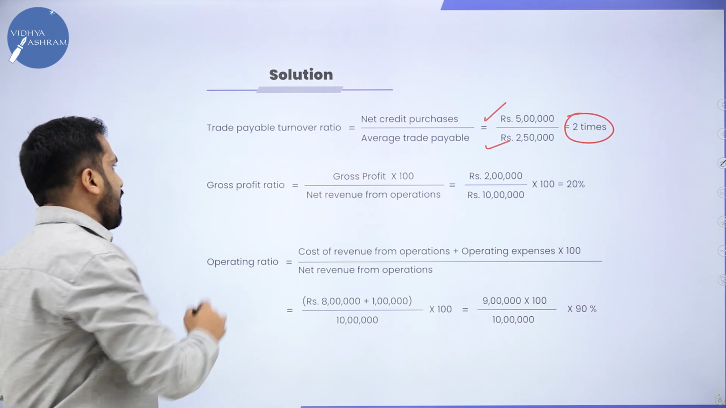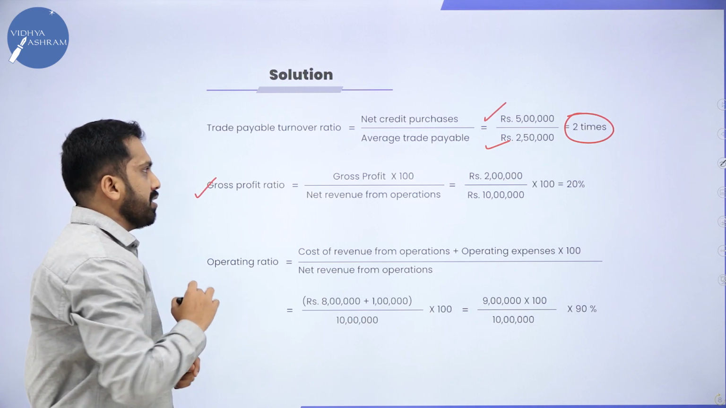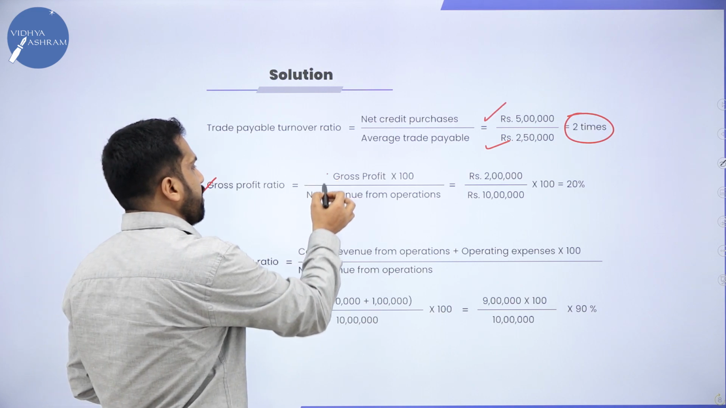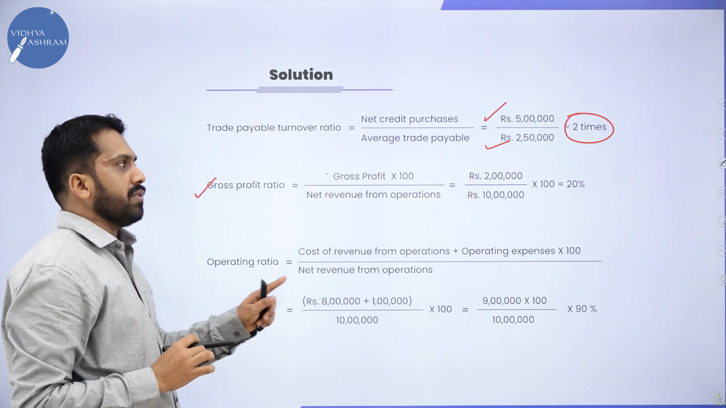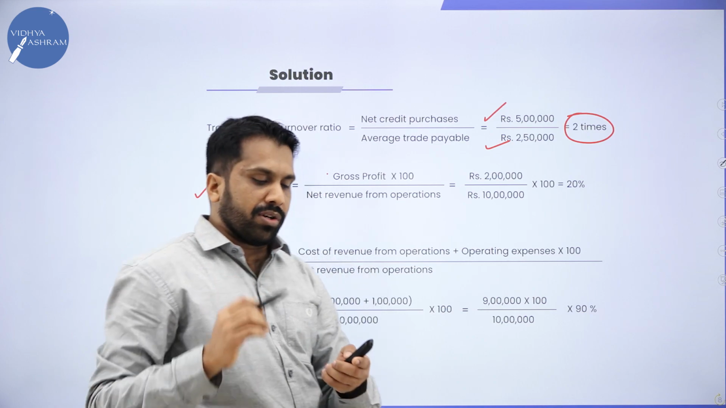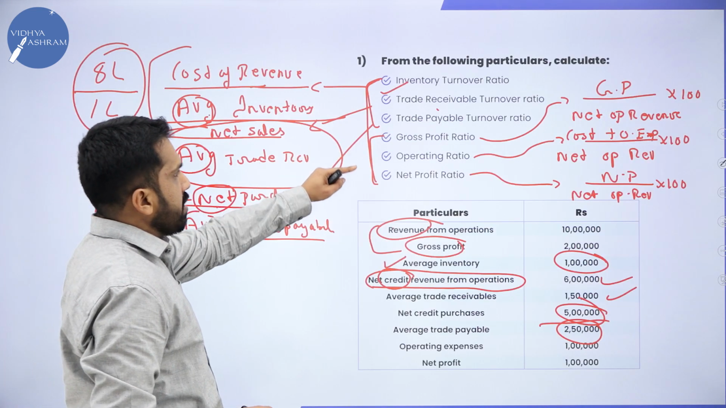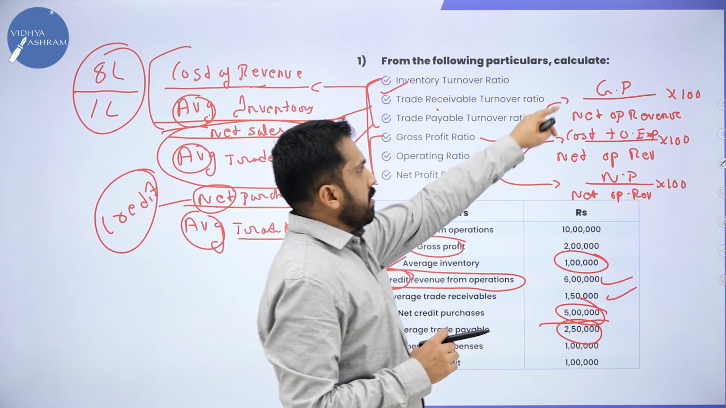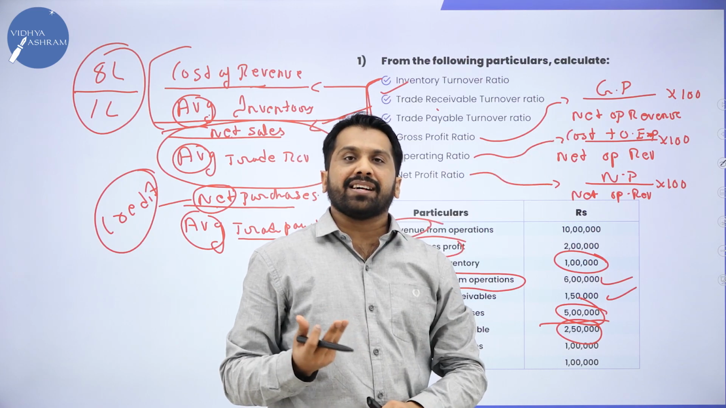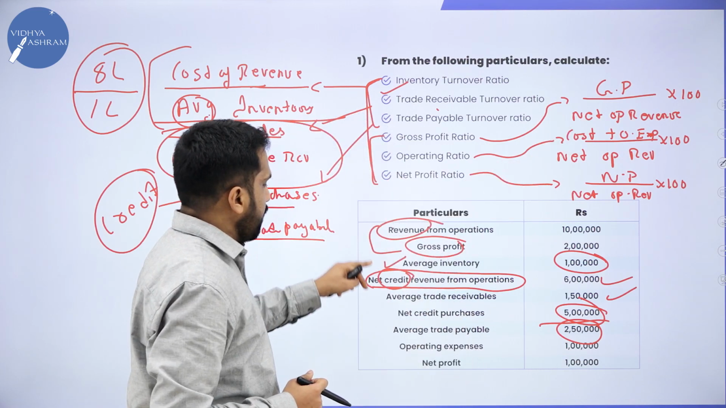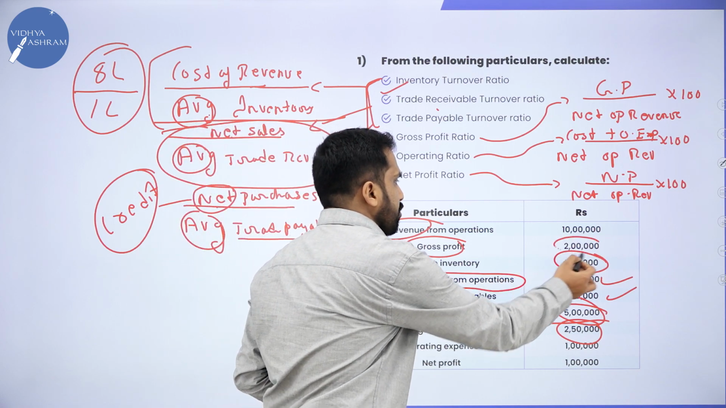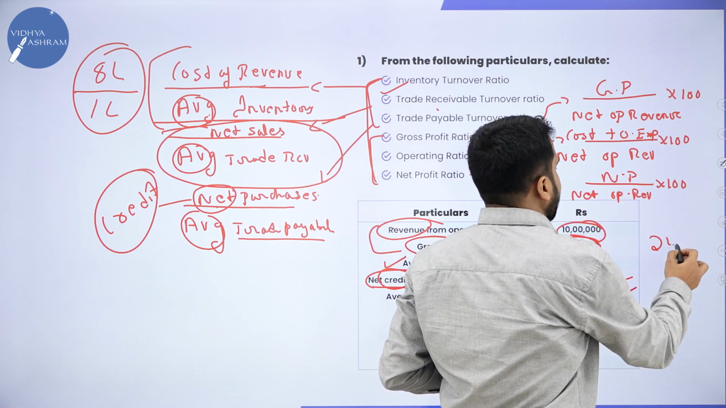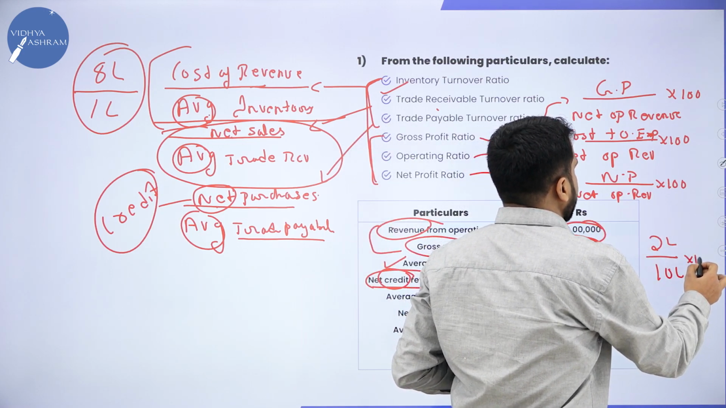Now, the fourth type of ratio is gross profit ratio. Simple. Gross profit divided by net revenue multiplied by 100. We'll go to the question. We have gross profit, operating and net profit. Now, gross profit, what is the formula? Gross profit divided by net revenue from operation. Gross profit is how much? 2 lakh. Revenue from operation how much? 10 lakh. 2 lakh divided by 10 lakh multiplied by 100.